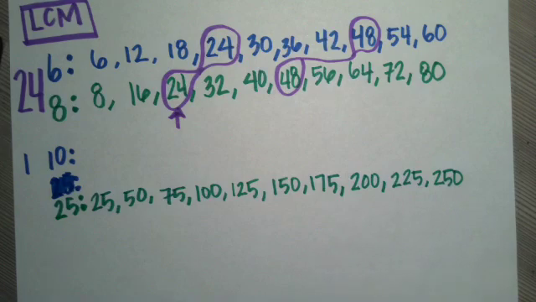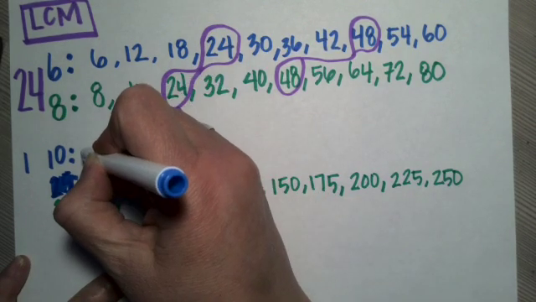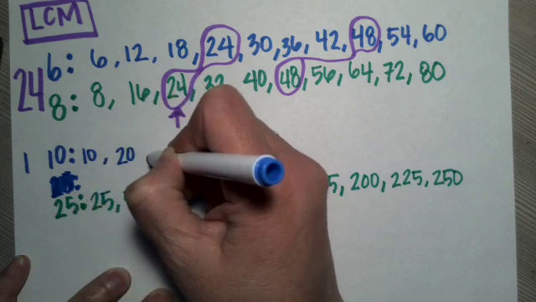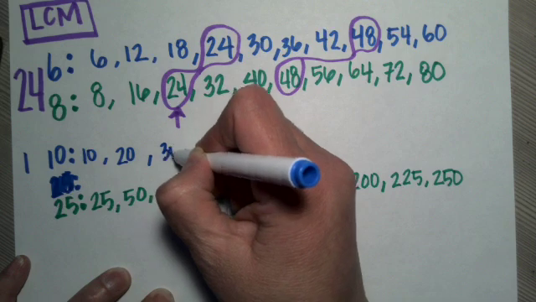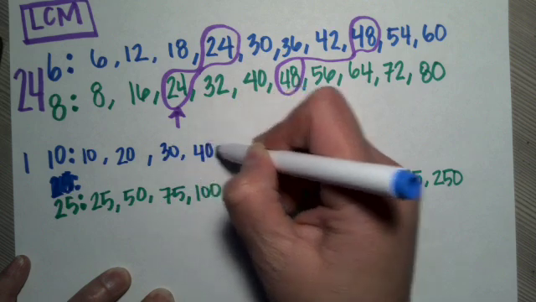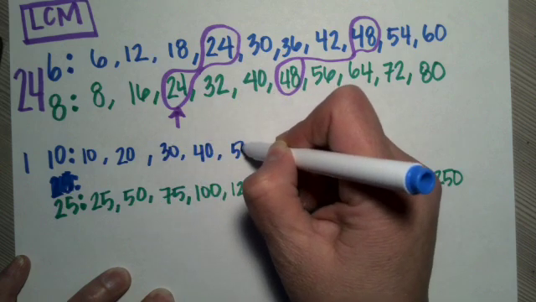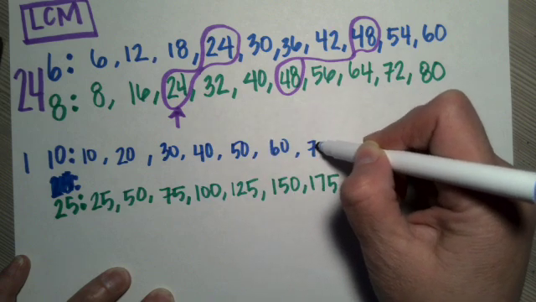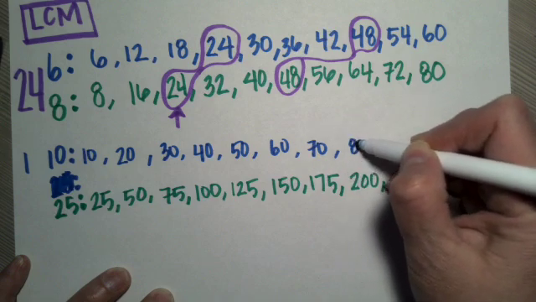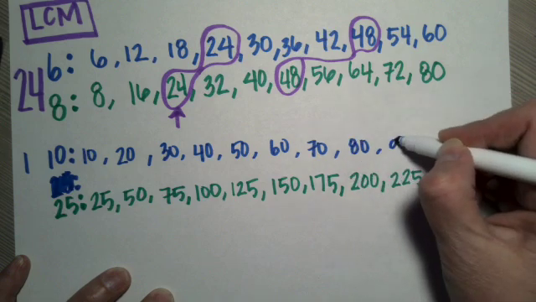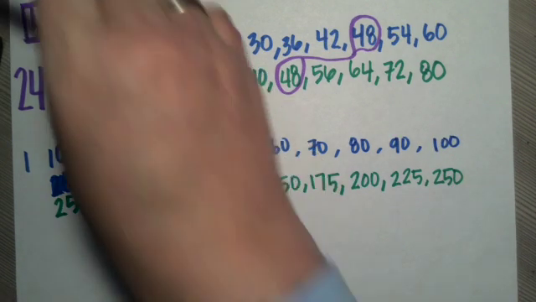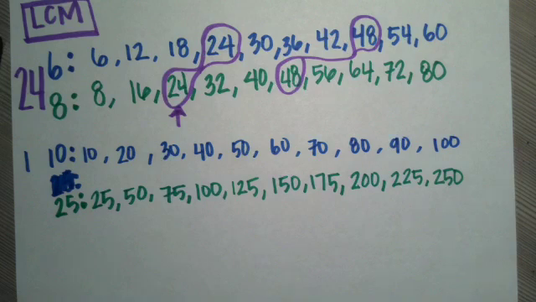Now let's do 10. 10s, we like 10s, don't we? 10 times 1 is 10, and then we're just going to count by 10s. 20, but we still want to line it up. 30, 40, 50, 60, 70, 80, 90, 100. And now we're going to look for least common multiples.